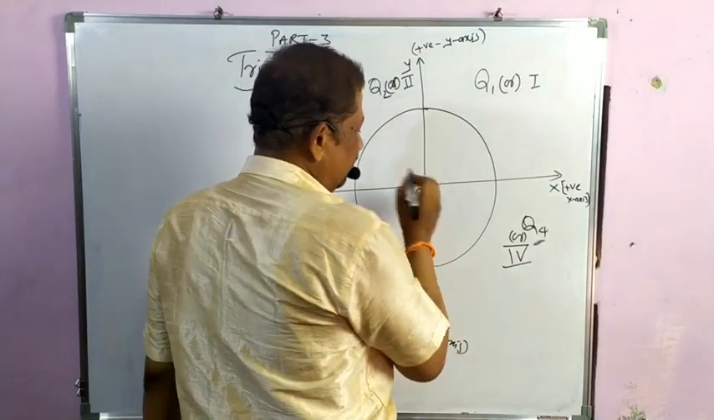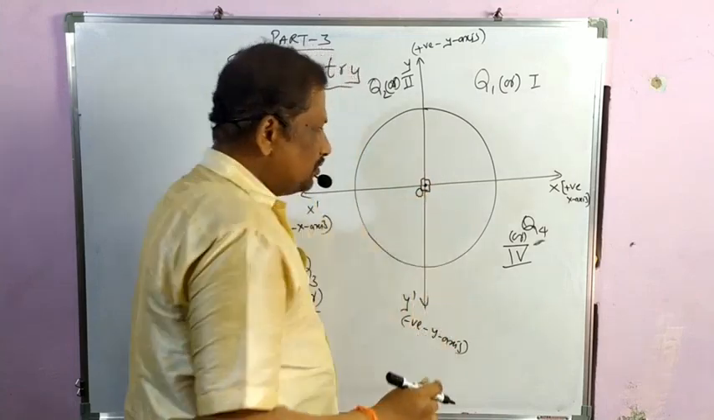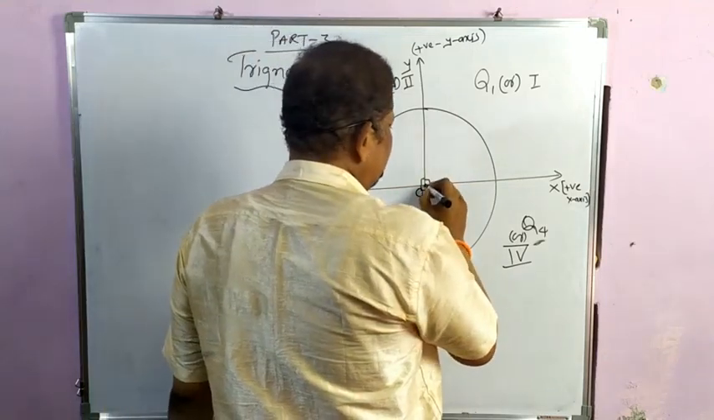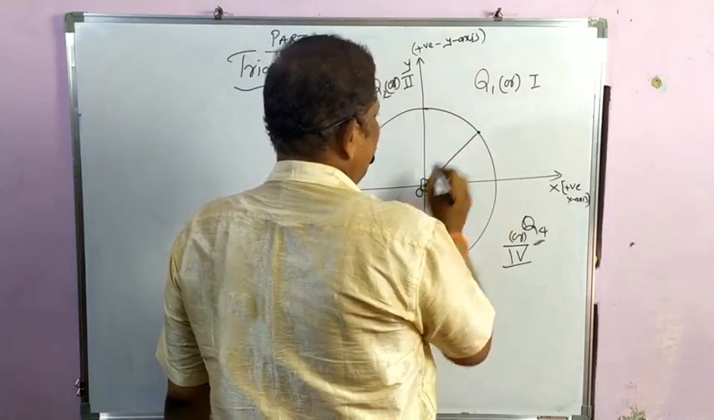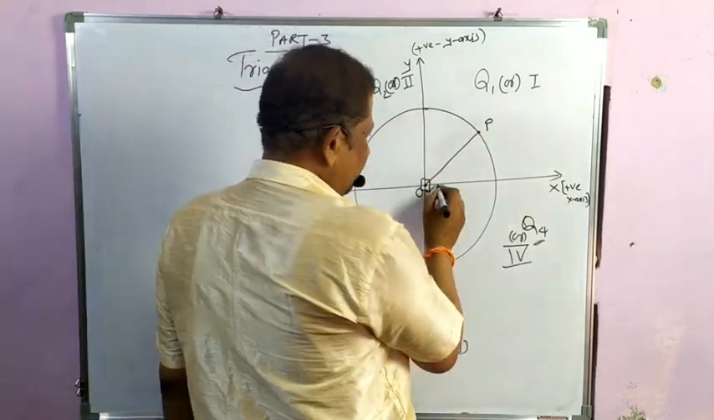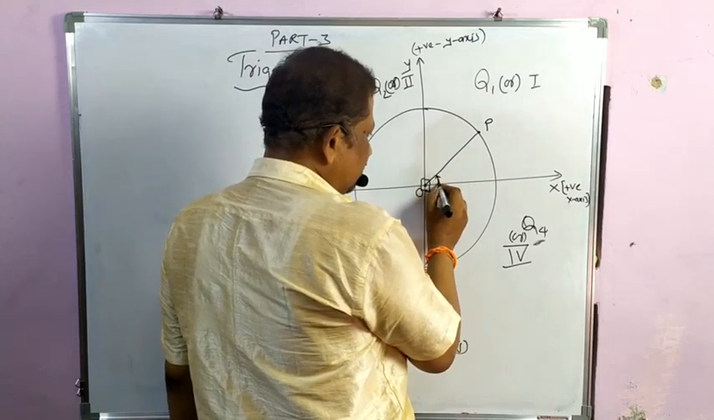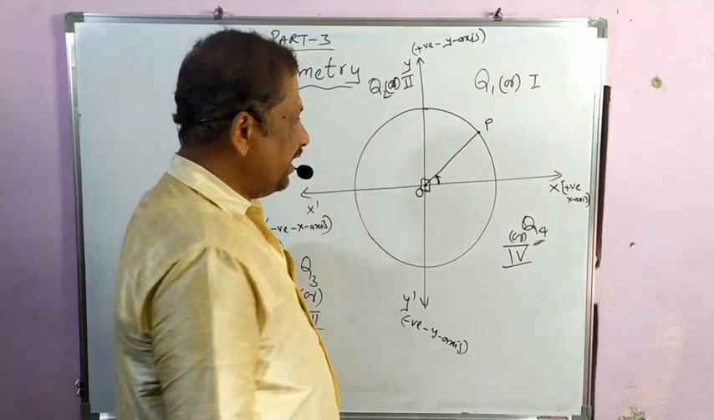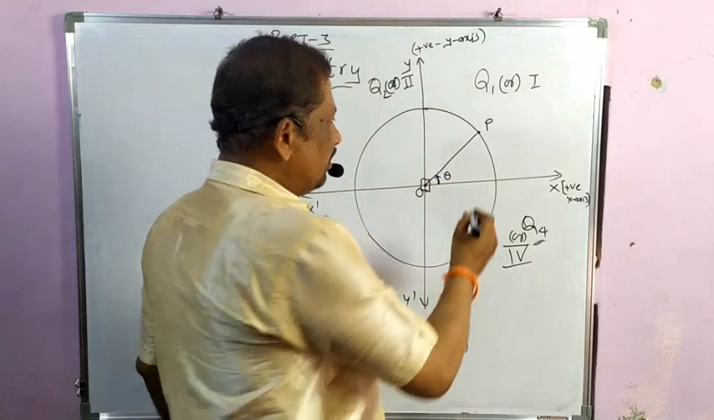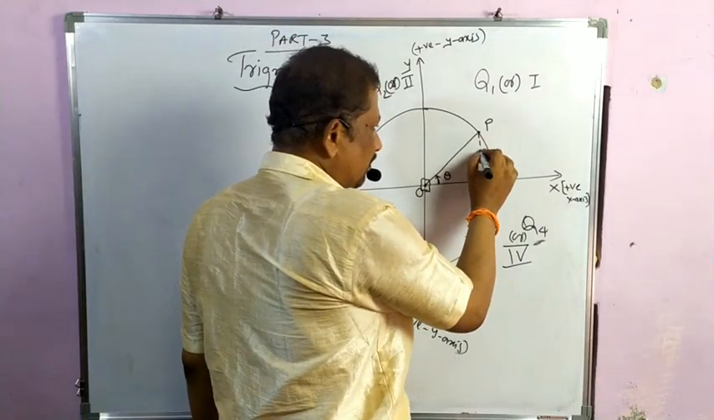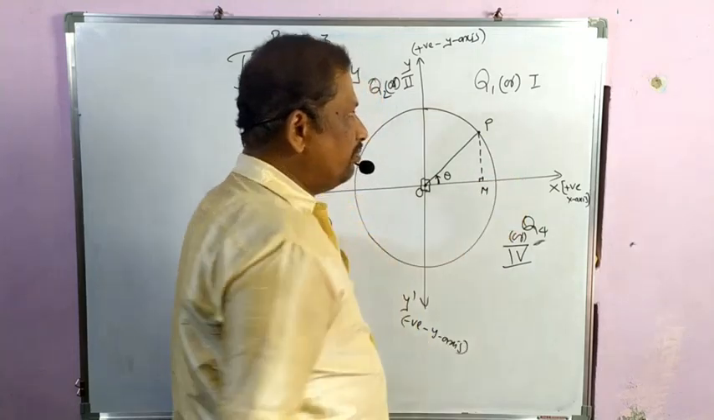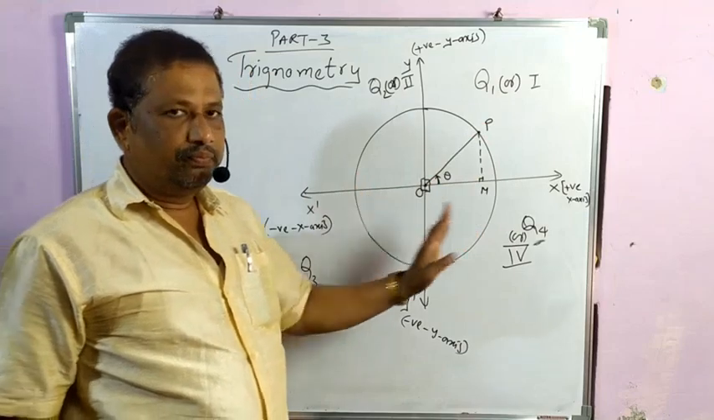Okay, each quadrant measures a 90 degrees angle at the origin. So the total angle is 360 degrees. So if I take the radius vector OP, and consider the angle which this radius vector makes with the x-axis, let it be theta. Opposite to theta, we draw a perpendicular from P on the x-axis. Let it be M. PM is the perpendicular drawn from P to M.